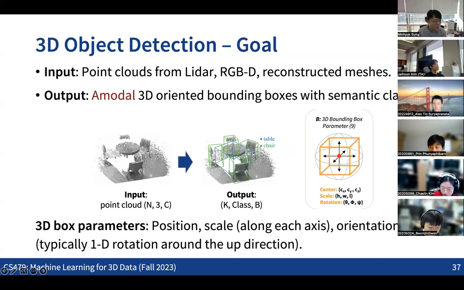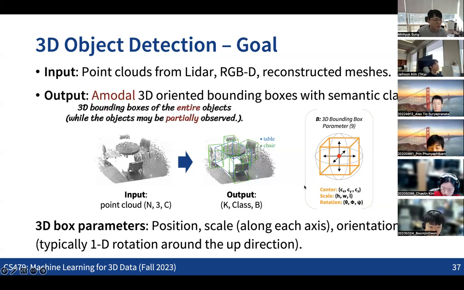As output, we are going to get the position of the bounding box, the scale of the bounding box, the orientation, and the semantic labels as well. Here we are also getting amodal 3D oriented bounding boxes. The meaning of amodal here is that while we might have a partial point cloud, we want to get the bounding boxes for the entire objects.